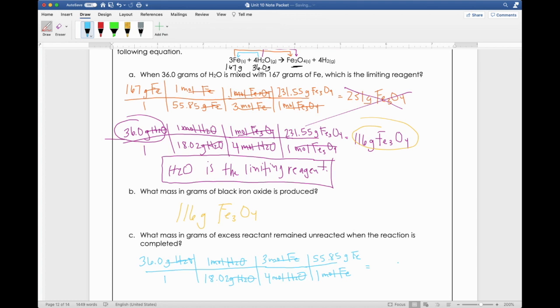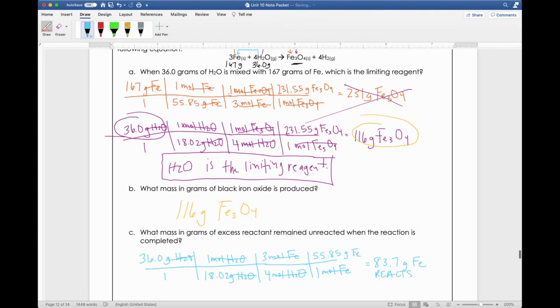So when I do all of the work here, which I'm typing in on my calculator, on my phone, which I highly recommend not doing on the phone because I tend to not like it, you should get 83.7 grams of iron. This is how much actually reacts with all of that limiting reagent. 36 grams of water reacts with 83.7 grams of iron.